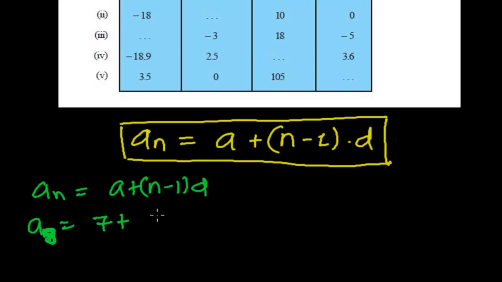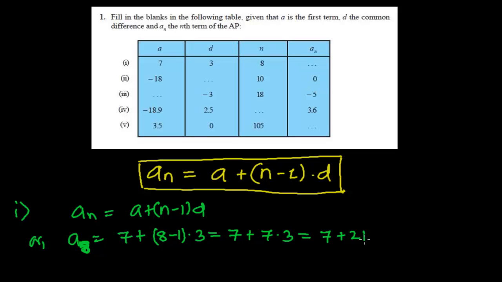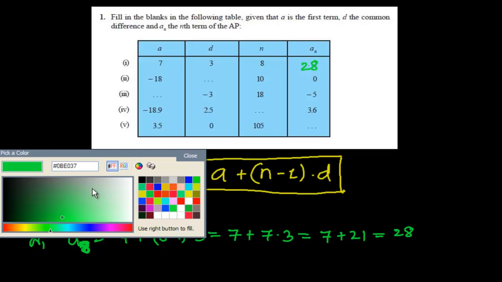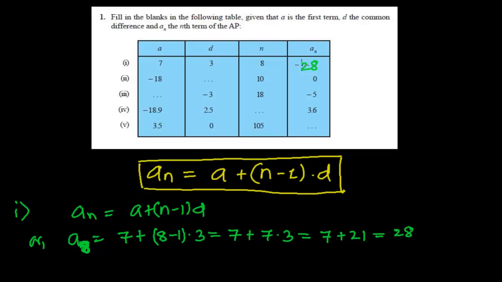A8 is 7 plus 8 minus 1 times the common difference, that is 3. So 7 plus 7 times 3, or 7 threes are 21. 7 plus 21 is 28. Let me write it with the dark blue color. The value is 28. We got the 8th term, which means the 8th term is equal to 28.